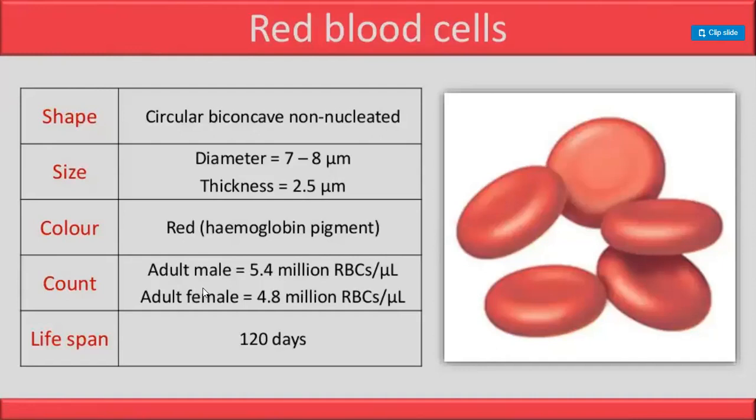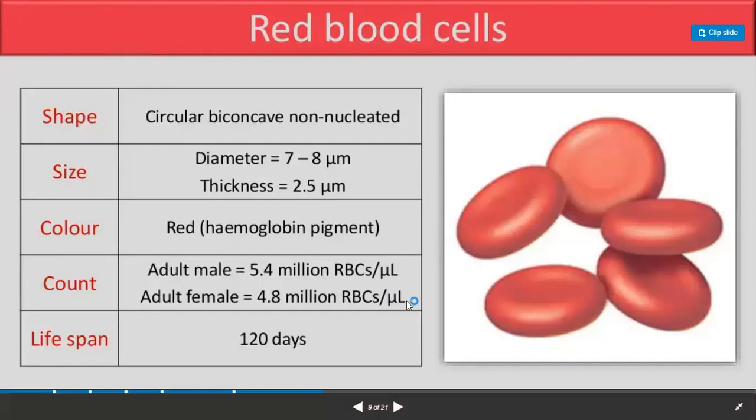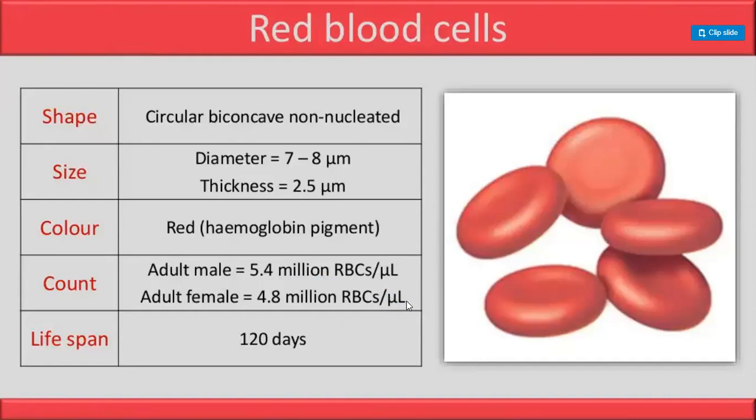While in an adult female, there are 4.8 million red blood cells per microliter of blood. A microliter of blood is just like a drop, just one pinch of blood. Inside that blood drop, you have 5.4 million red blood cells if that blood was taken from an adult male. But if the blood was taken from a female, you have about 4.8 million red blood cells. So that means that there are more red blood cells in a man than in a woman.